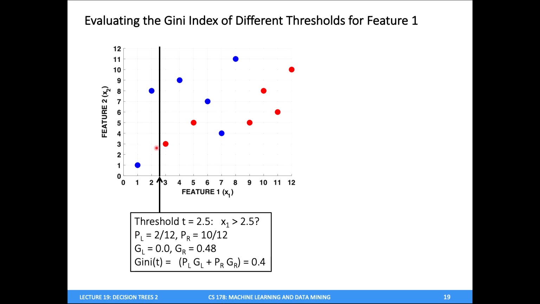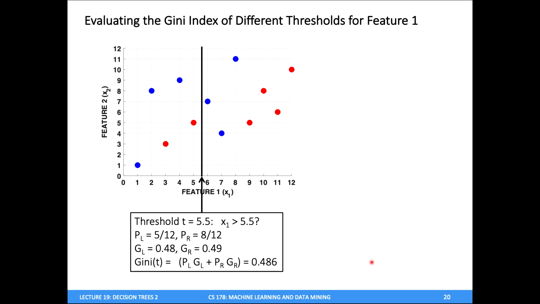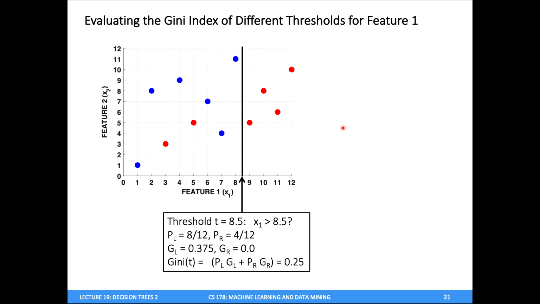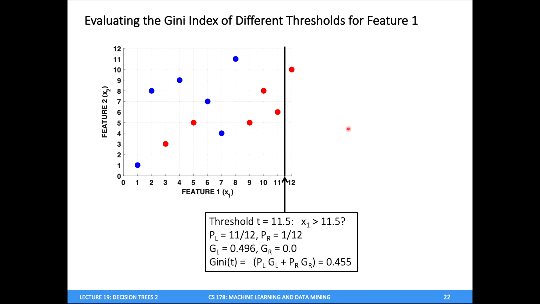Gini index on the left is still 0. I only have blue data points to the left. Gini index on the right is 0.48 if you do the computation. And you'll get a Gini index of 0.4 by taking their weighted average. Okay, move my threshold over once again to say between these data points, get a new Gini index, move it over again, get another Gini index, so on and so forth. But here I'm putting a threshold between every possible data point, so I should have something like 11 thresholds here.